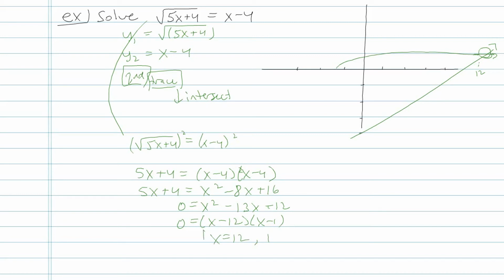A lot of students, when they do these problems, tell me those are their answers. They cross when x is 1 and also when x is 12. But no, the heck they don't. Look back at the graph you did on your graphing calculator. Look what happens when x equals 1. They're not even close to each other. x equals 12 is where they cross. So 1 is what's called an extraneous solution.